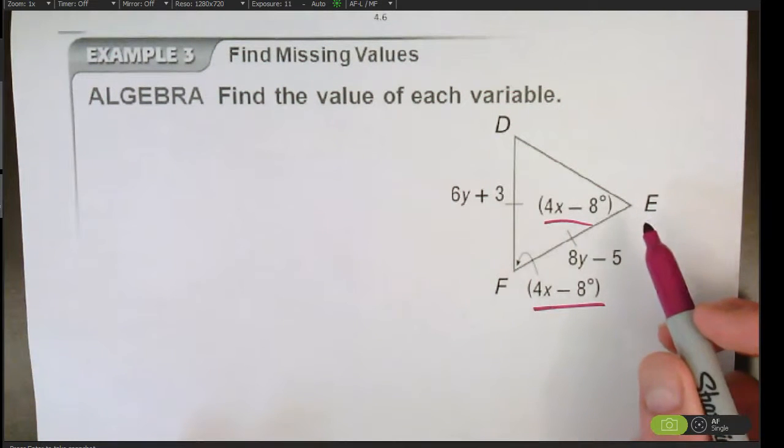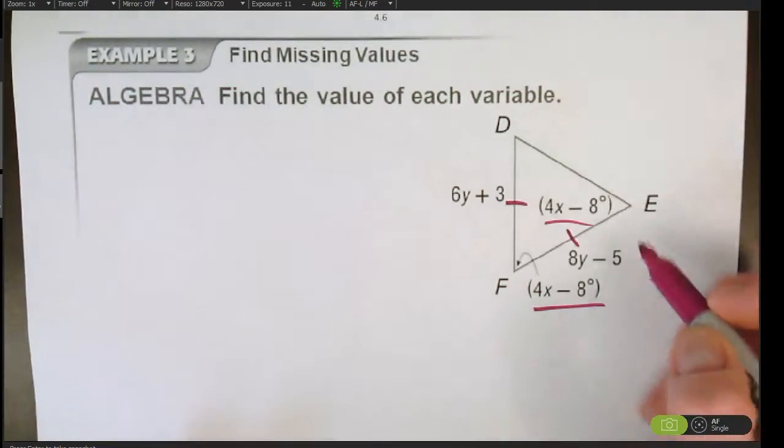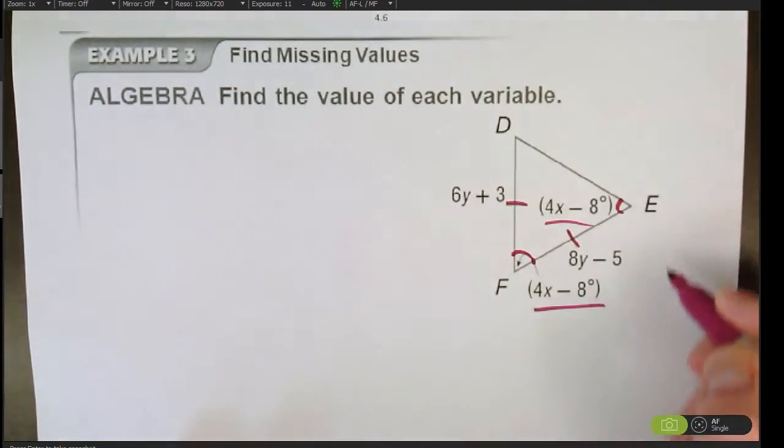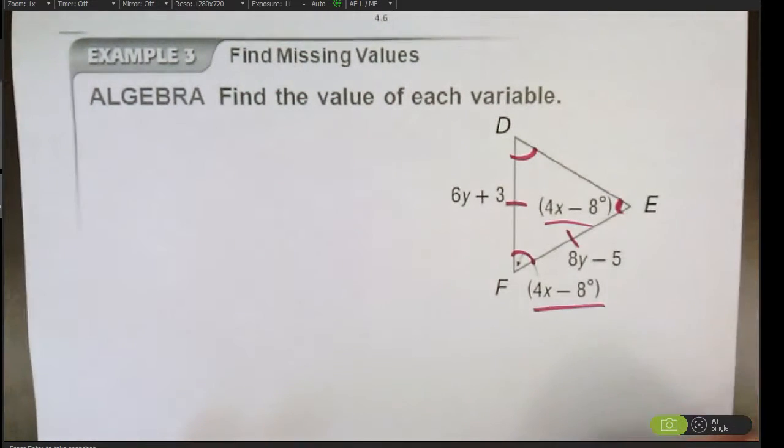That's why they're 4x minus 8 and 4x minus 8. But we also have a pair of congruent sides, so it's an isosceles triangle, so the base angles are congruent. So F is congruent to E, but D is opposite this side, E is opposite, so those angles are also congruent. So what this actually is, is an equilateral triangle.